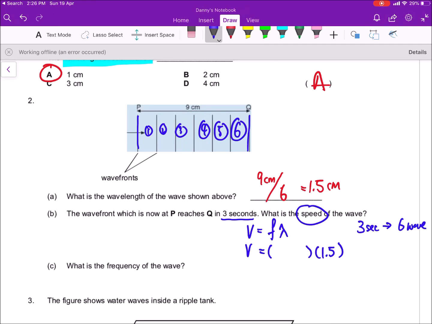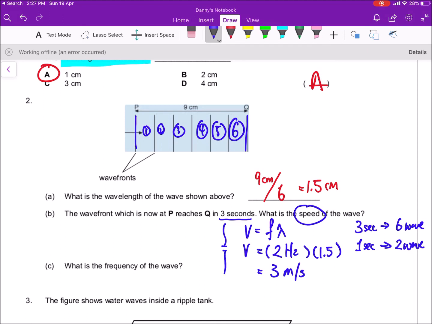And frequency is basically the number of waves produced within 1 second, right? So within 1 second, I would have produced 2 waves. So I know that my frequency here would be 2 hertz, and I would know that the speed would be 3 meters per second. So this is one approach, right?